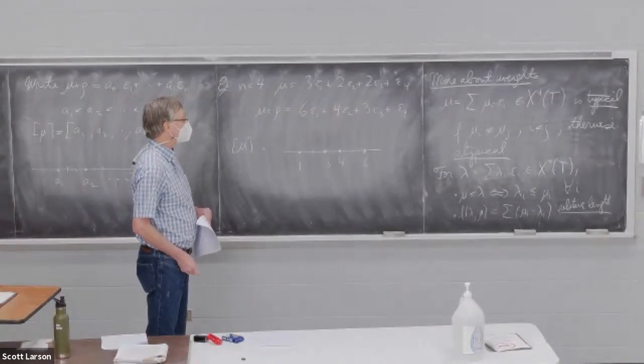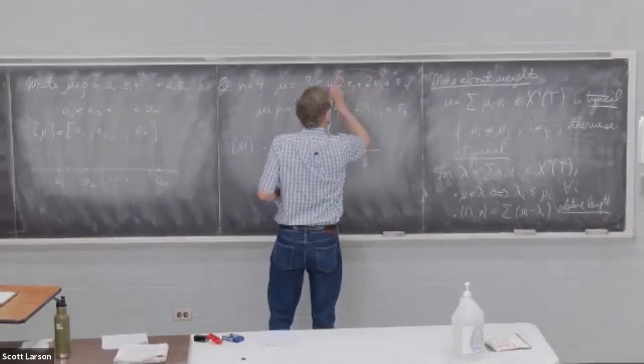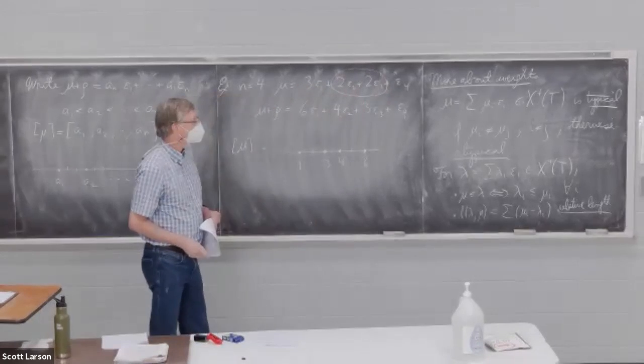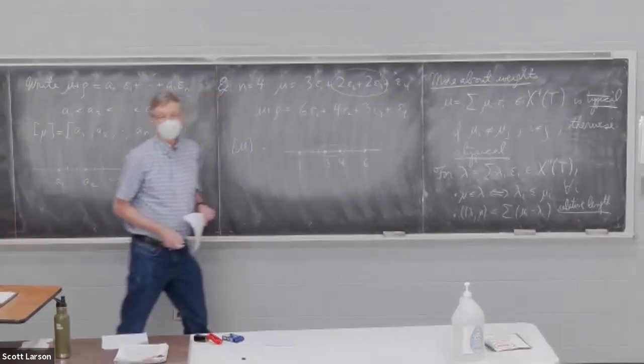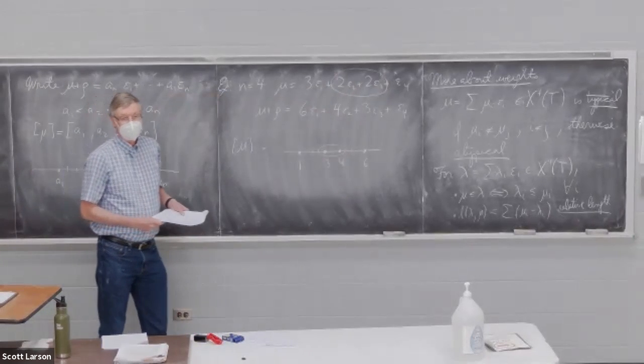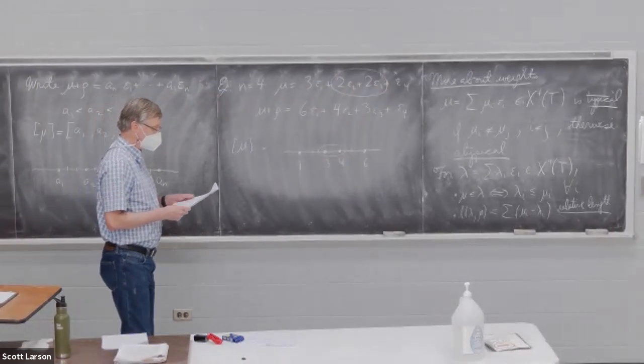And notice that this mu is atypical because these two entries are the same. And that corresponds to these two dots being adjacent. So that's how you can tell if the weight is typical or not. In the weight diagram of an atypical weight, you'll have at least two adjacent dots.